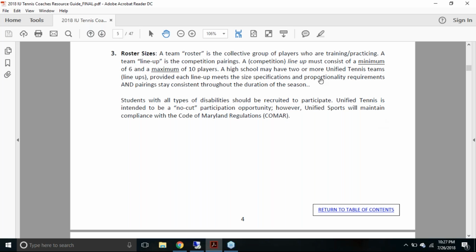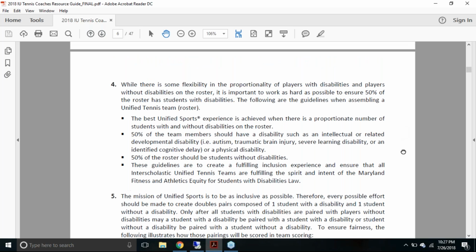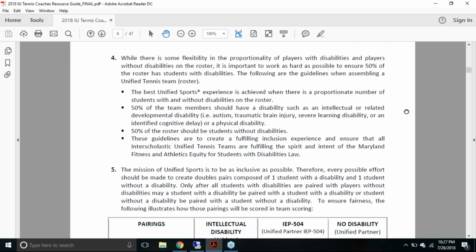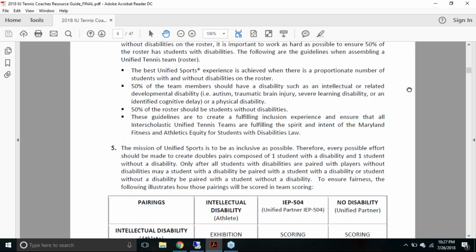However, unified sports will maintain compliance with the Code of Maryland regulations. There is some proportionality in the players with disabilities and players without disabilities on the roster. It is important to work as hard as possible to ensure 50% of the roster of students has students with disabilities. The following are guidelines when assembling a unified tennis team.